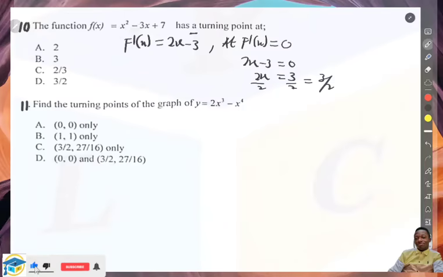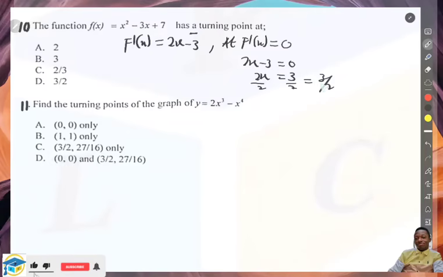Remember, this is a maximum what? Sorry, this is a minimum function, because the coefficient of x squared is greater than what? 0. So at any time the coefficient of x squared is greater than 0, we call that curve or function as what? A minimum function. But if it is less than 0, that becomes what? A maximum what? Function. So let's take note of that.